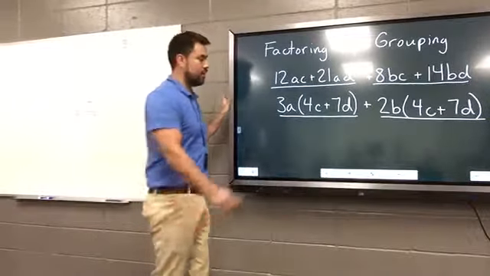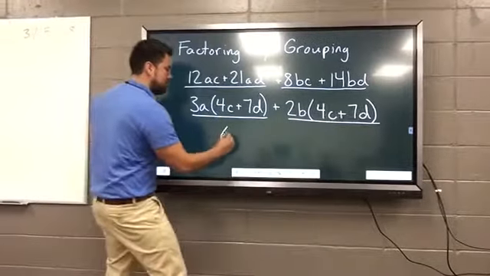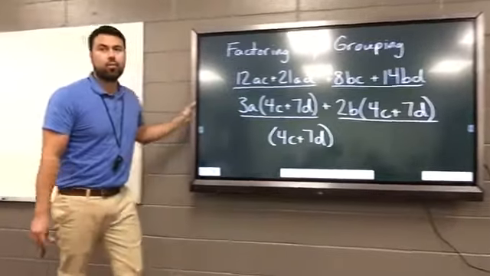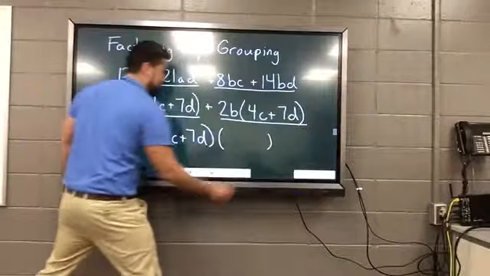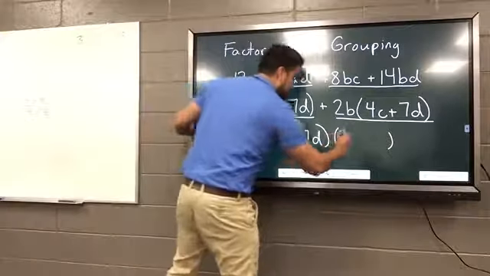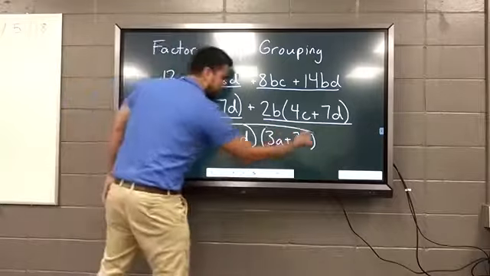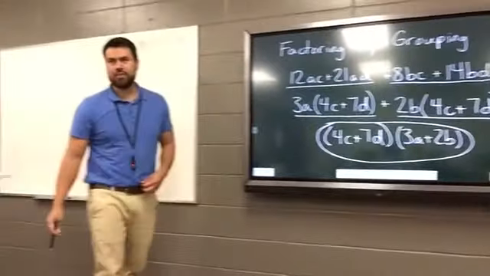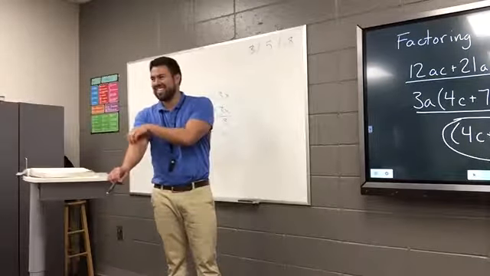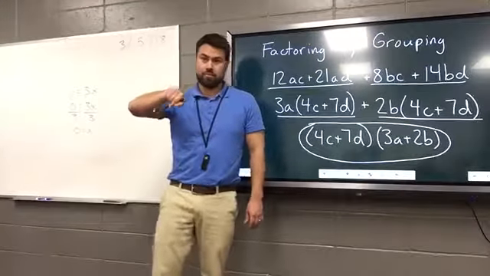Watch what we're doing. What's common between these two terms? 4c plus 7d is the common factor, isn't it? What would be left in parentheses? 3a plus 2b. You could have written it a little bit differently, but that's it. That's factored form, the answer. You can check it, but you don't have to.